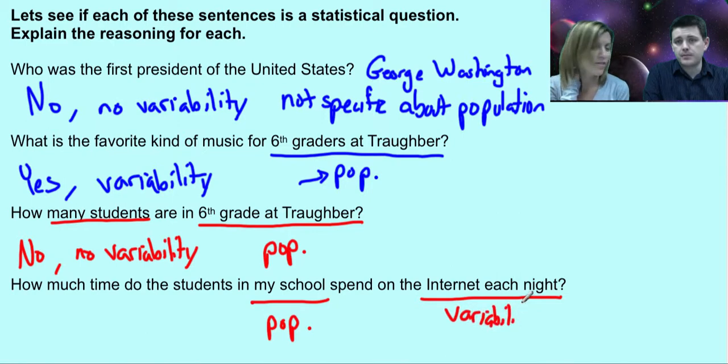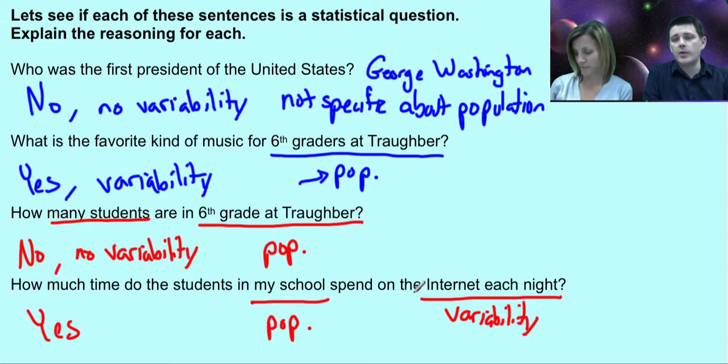So you get all the yeses. I see how this is working out. So this one would be yes. They were specific about their population, and we can expect some variability in our answers.